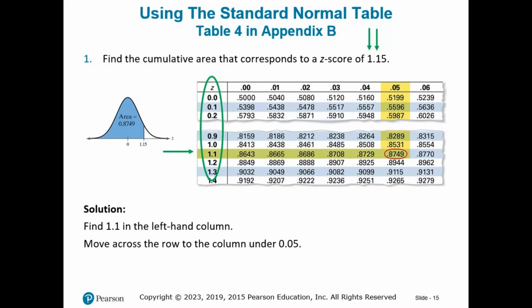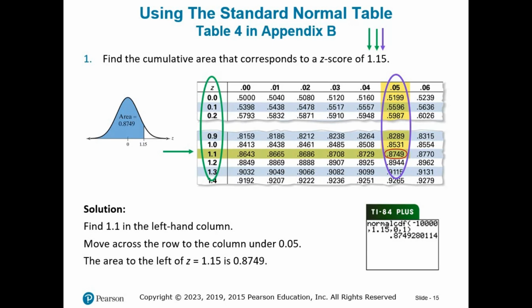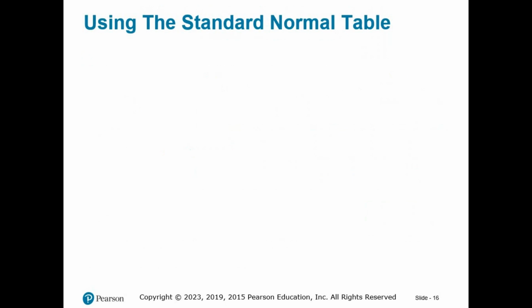Now we need to look along the top for the last part of our number, the hundredths place, or 0.05. See it over here to the right. Now we follow that down until it meets the row and it intersects. So then we have our area. The area to the left of z equals 1.15 is 0.8749.